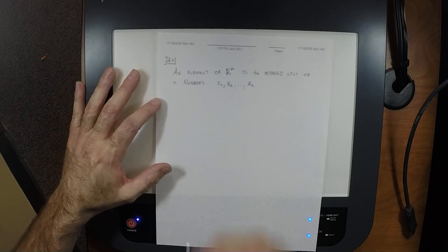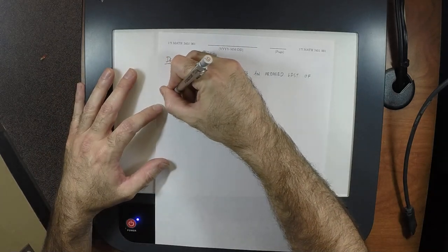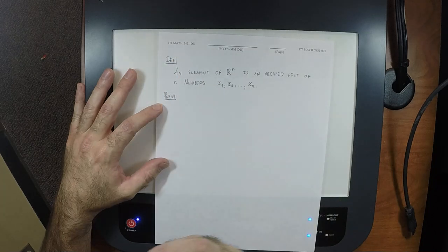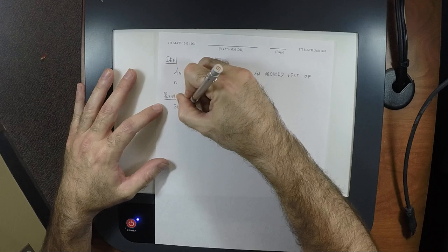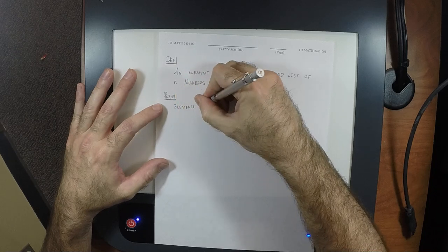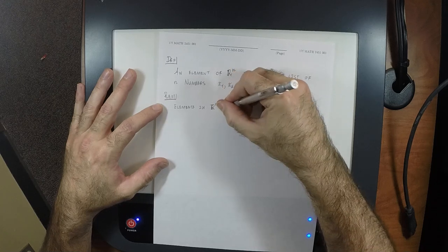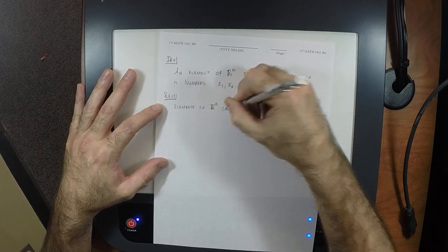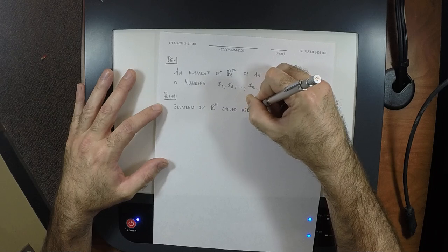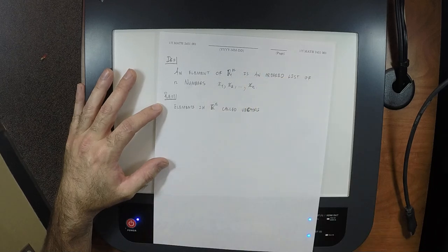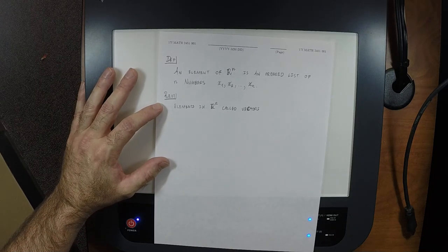So now, a remark about notation is that elements in Rn are called vectors, and depending on the context, they have at least two different interpretations.